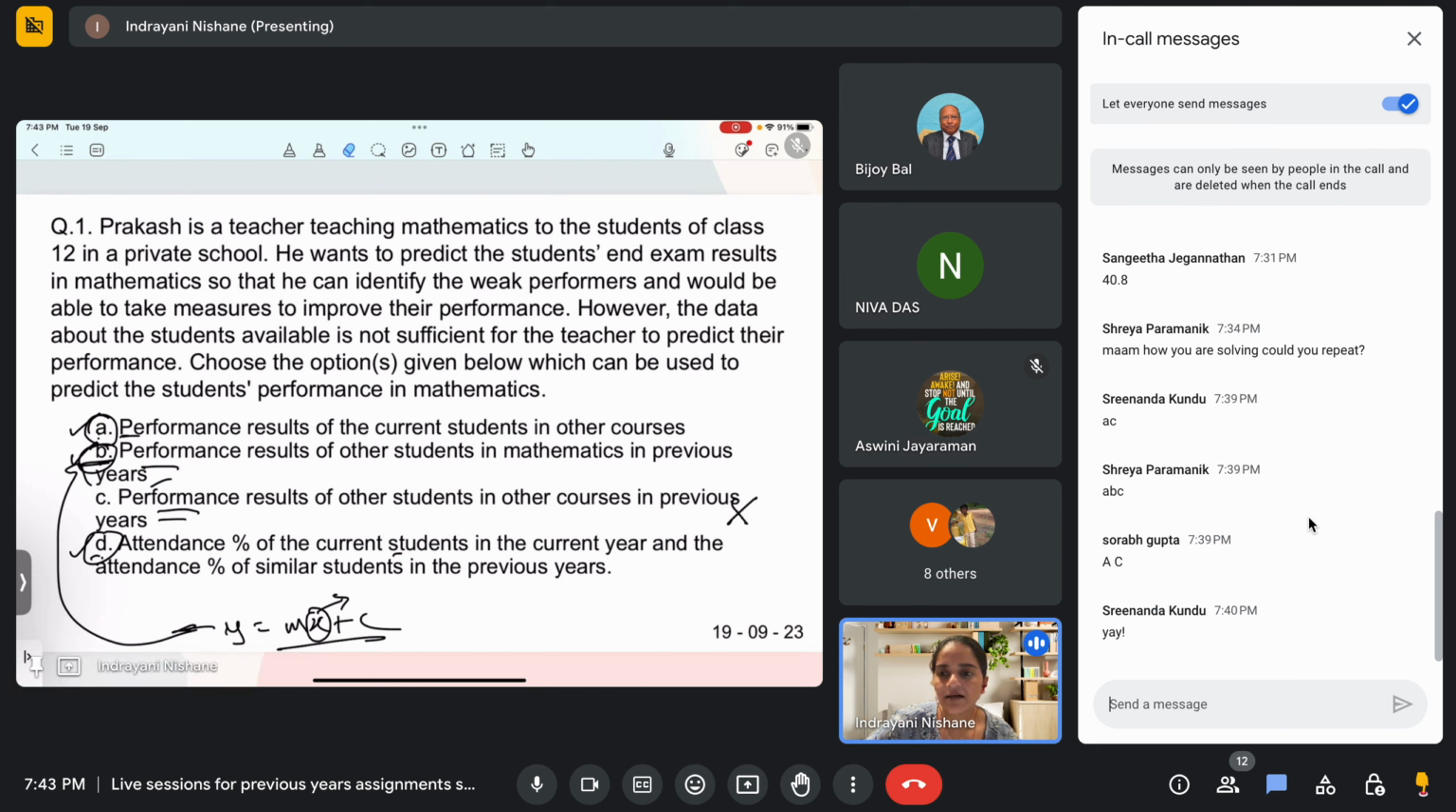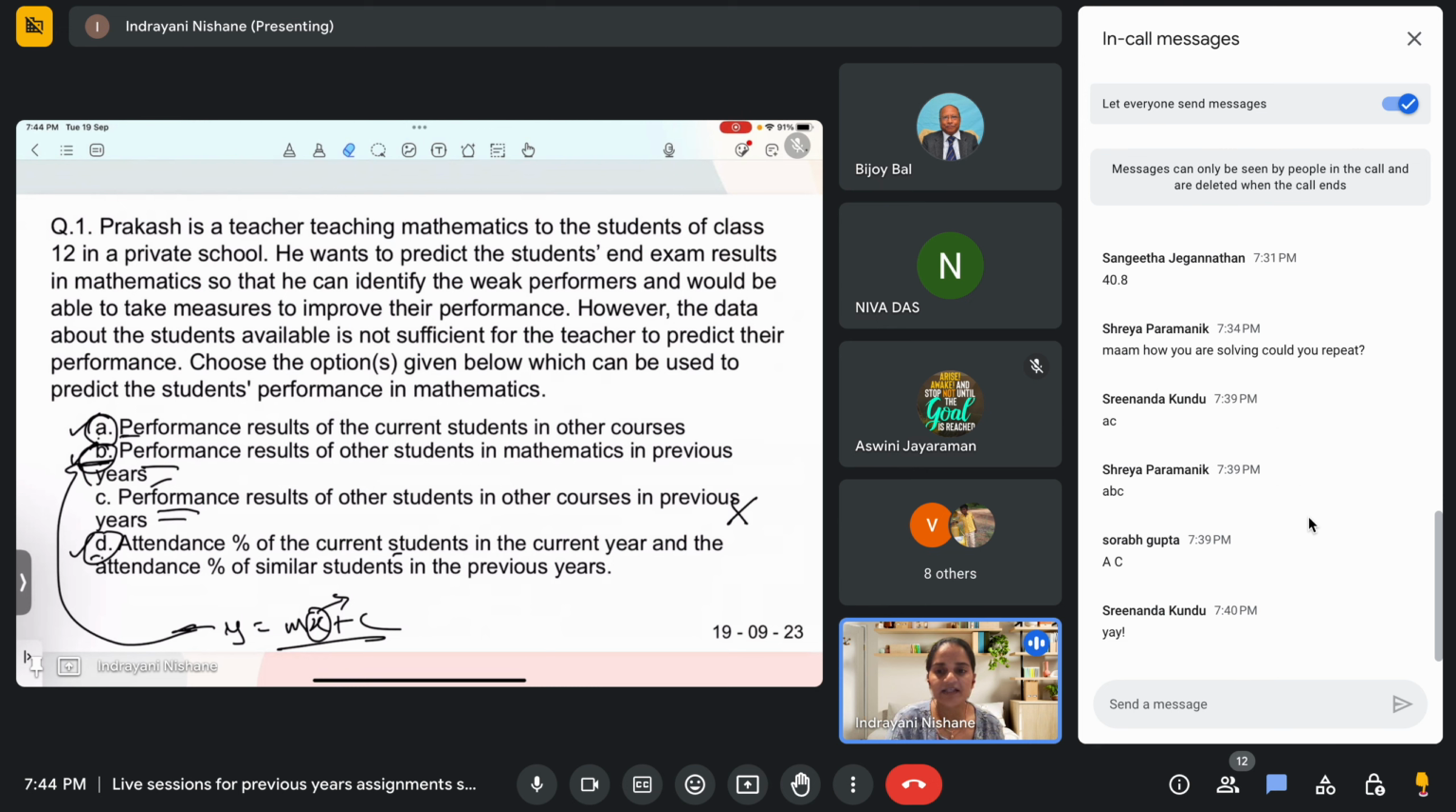Option D says attendance percentage of current students in the current year and attendance percentage of similar students in previous years. When we compare the historical data, the previous years, with current year data, that comparison will also give us some insights about how the student may perform in this current year. So that's why option D is also logical. It has potential to help us in coming up with the regression model.